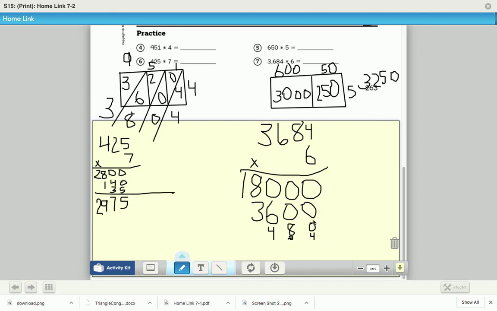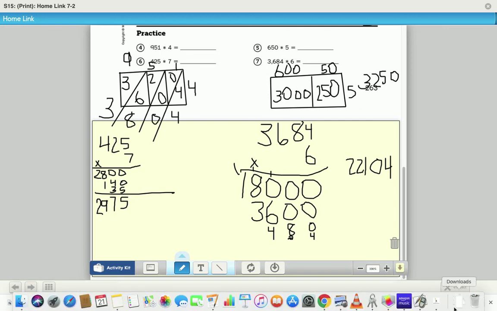So 0 plus 0 plus 0 plus 4 is 4. 0 plus 0 plus 8 plus 2 is 10. So I'm going to put my 0 down and carry my 1 into my hundreds column. 6 plus 4 is 10 plus 1 is 11. Carry my 1. 8 plus 1 is 9, plus 3 is 12. Carry my 1, and 1 plus 1 is 2. So for the last one, you should have gotten 22,104.